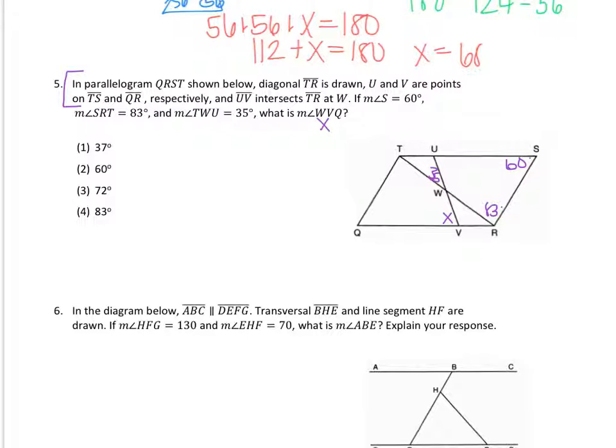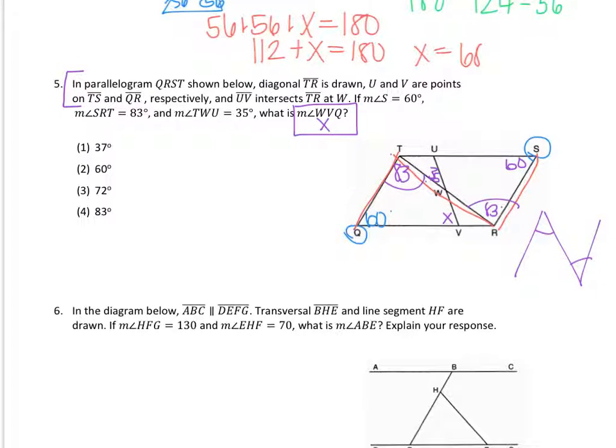Whatever you're looking for, I often choose to call it X, because then once I find X, I've got my answer. So again, we're going to use some properties of parallelograms here. Angle S is 60, so angle Q should also be 60 because opposite angles are congruent. Here, if I have SR that's parallel to QT and this diagonal is here, then that means that angle QTR right up here at the top is also 83 because of that Z here. Alternate interior angles.